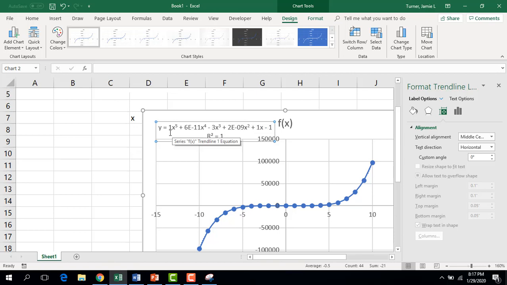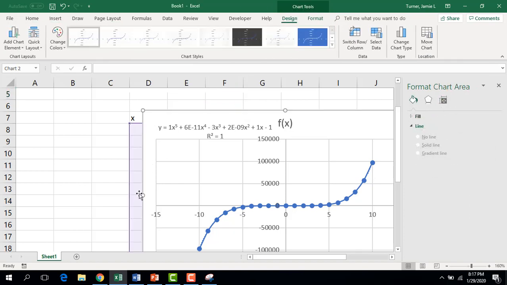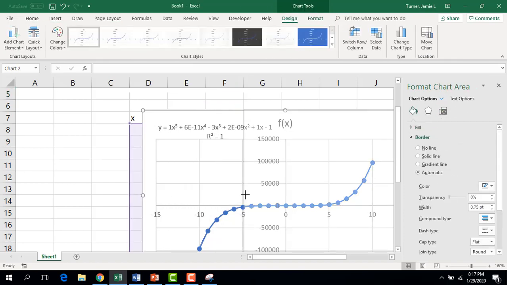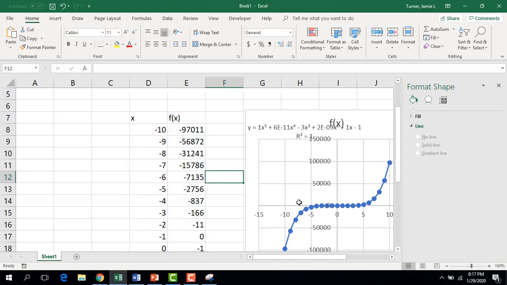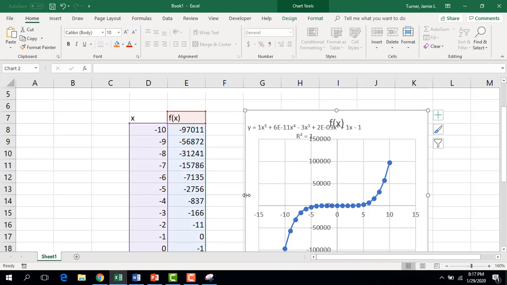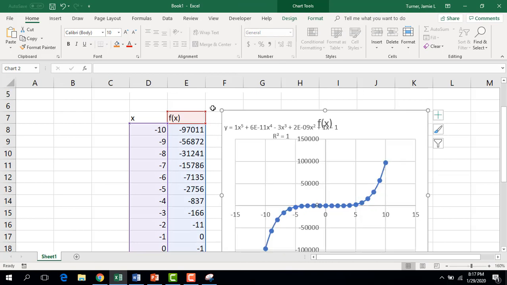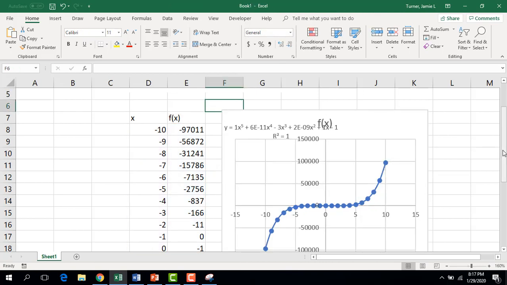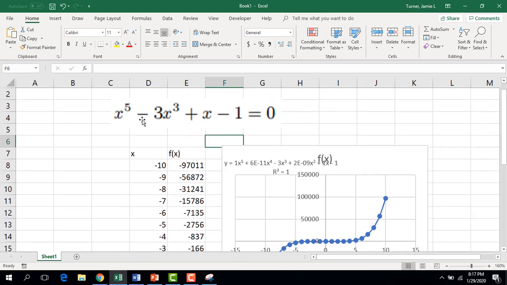Let's see how close this looks to the equation we typed in. 1 times x to the 5th, and then pretty much 0.6 times 10 to the negative 11th, that's 0 times x to the 4th, minus 3x cubed. And pretty much 0 for x squared. So Excel did a pretty decent job, right, of redoing that equation. It's not exactly the same, and I think Excel goes out to like 15 decimal places or something, and so there are some rounding errors there, but the equation that the trend line gave us is pretty darn close.